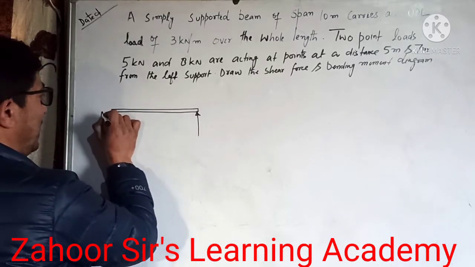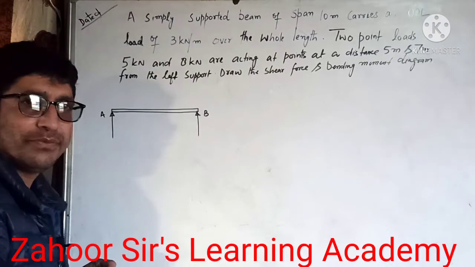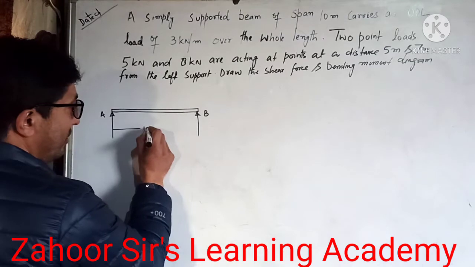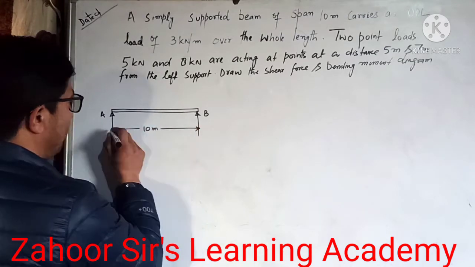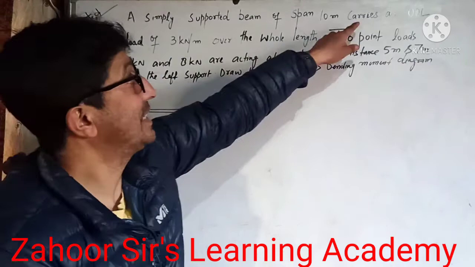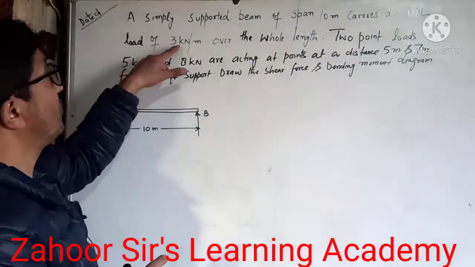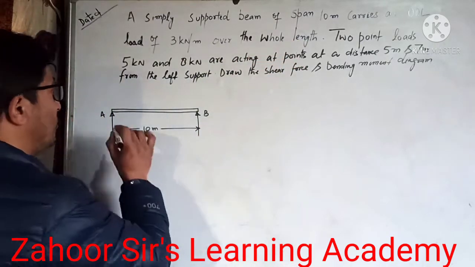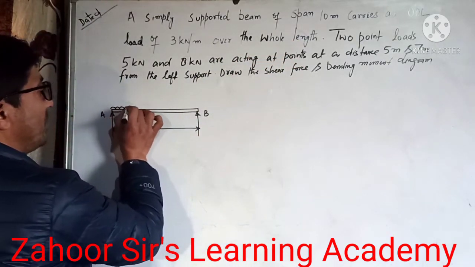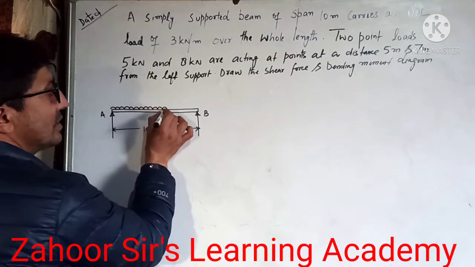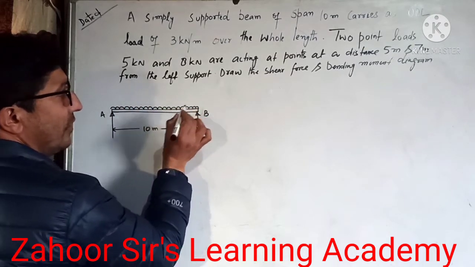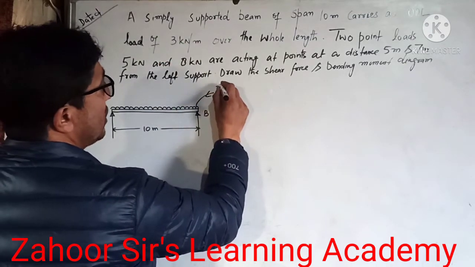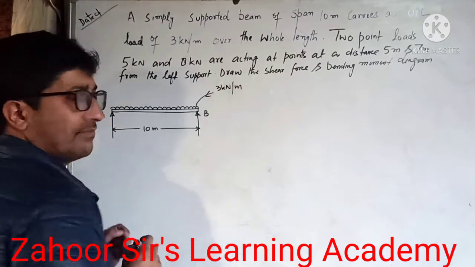Let's call this point A and this point B. The span of the beam is 10 meters, so let's give the span. That is the length of the beam, which is 10 meters. It carries a UDL of 3 kilonewton per meter over the whole length. So the UDL is spread over the whole length of the beam. This is the graphical representation of the UDL, which is spread over the whole length, and its magnitude is 3 kilonewton per meter.